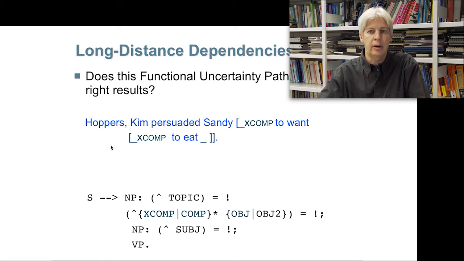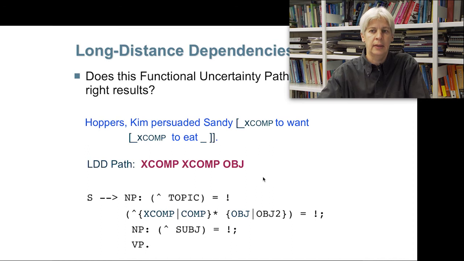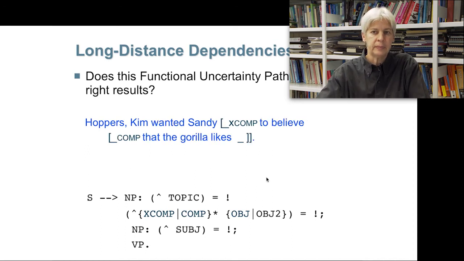So when we look at Hopper's, we say, okay, it's going to be an object, and it's embedded in this case under two xcomps. So this is what our path will end up being. We'll say the Hopper's is the xcomp's object. And that's how that one works out.